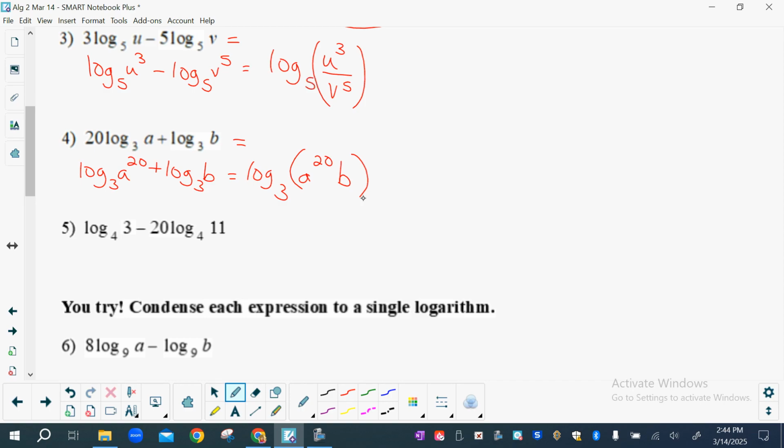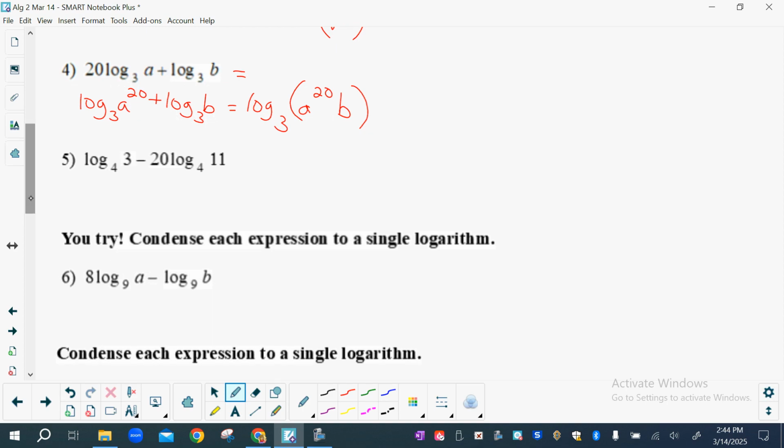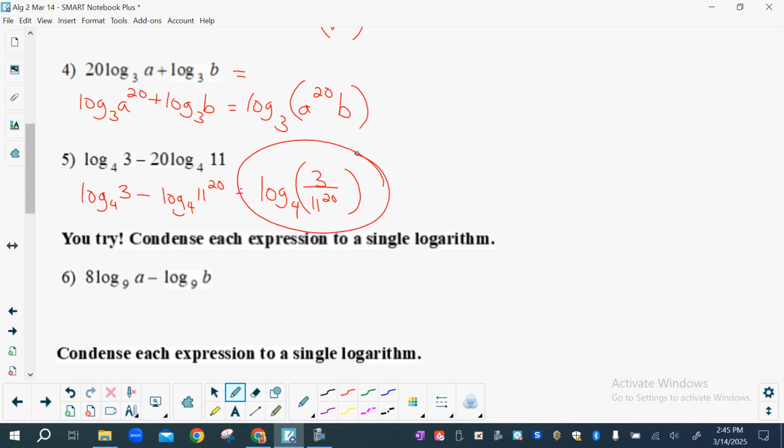Tell me my first step. This group here. My first step. Yes. So log base 4 of 3 minus log base 4 of 11 to the 20th. And then what next? Subtraction, so it becomes division. So log base 4 of 3 divided by 11 to the 20th. And that's your answer. Okay, go ahead and do number 6.